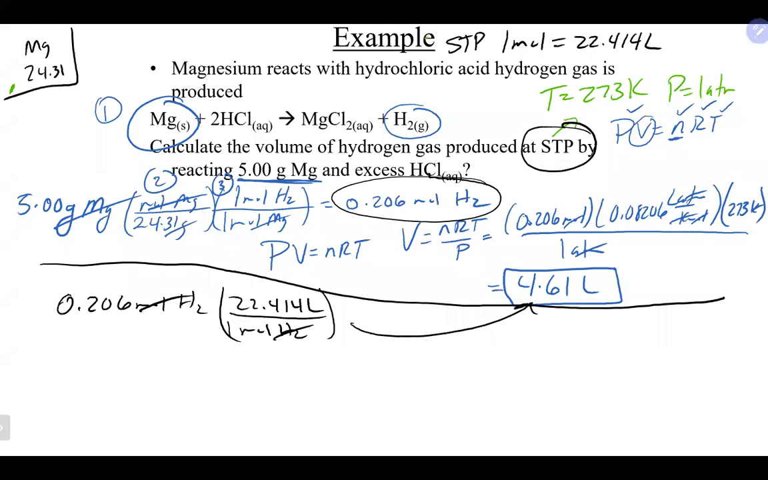A reminder that you can only use that conversion factor if it is at STP. So again, if it's not at STP, you can always use the ideal gas law for any situation. You just put the numbers in like we did above. Any questions on that there? Okay.